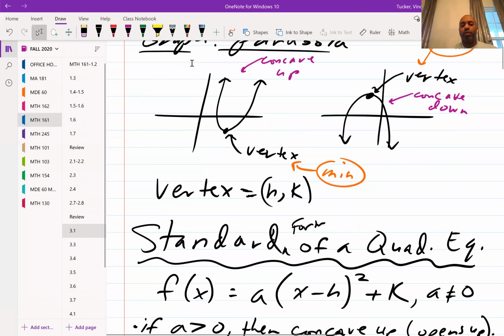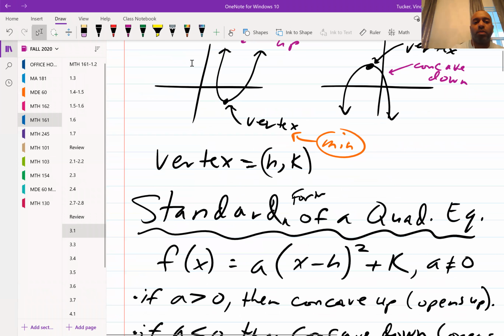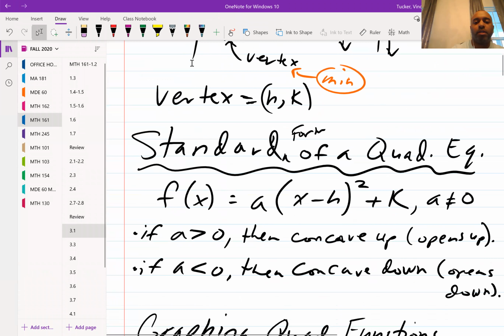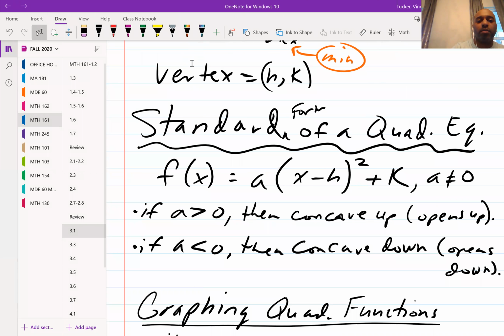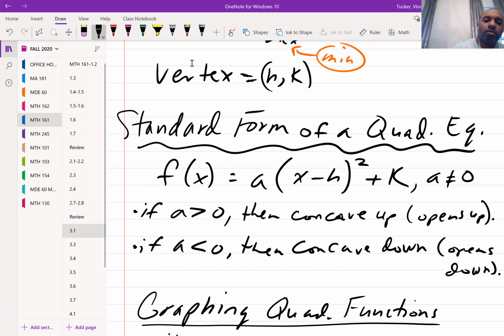All right, so here we have the standard form of a quadratic equation. Let me erase this and write this a little better. So we're looking at the standard form of a quadratic equation: f of x equal to a times x minus h squared plus k, and this is the case when a is not equal to 0.